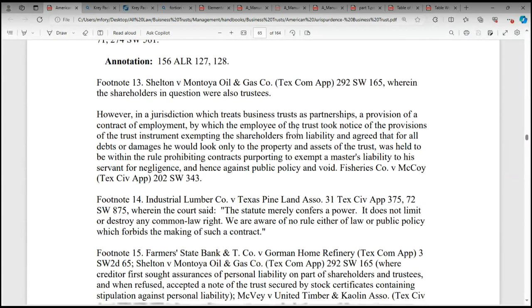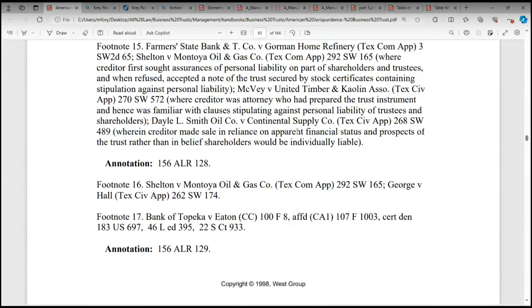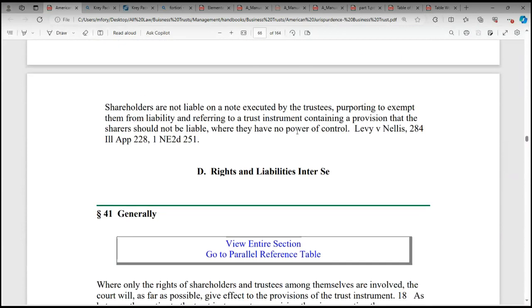I won't go through these annotations. I'm hoping you guys do.